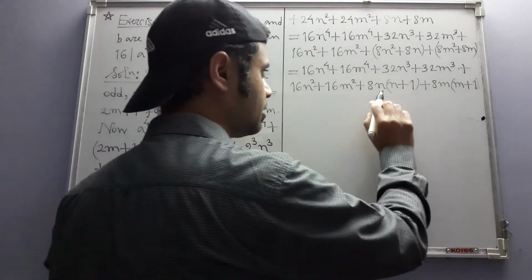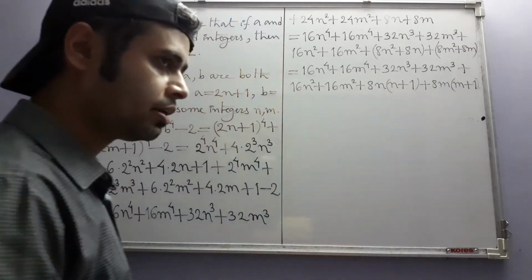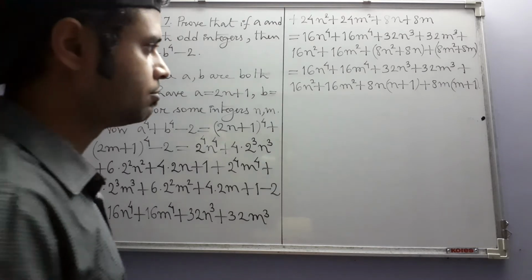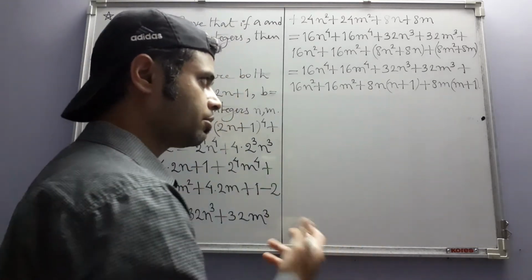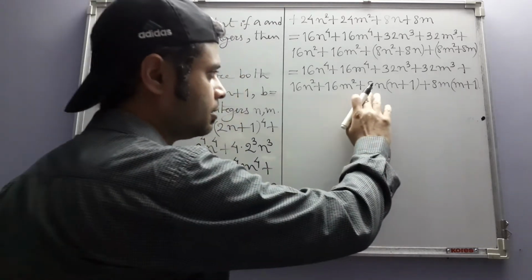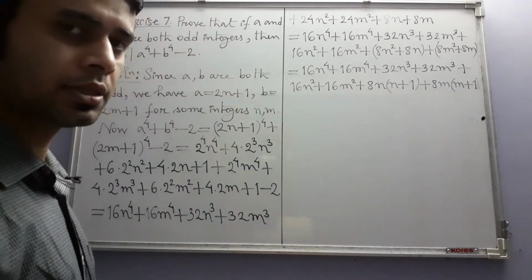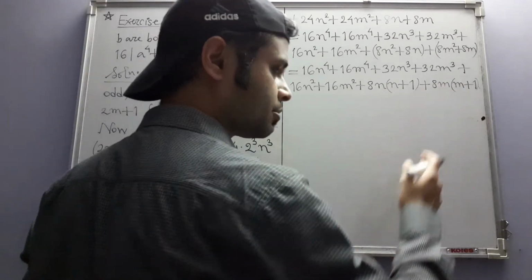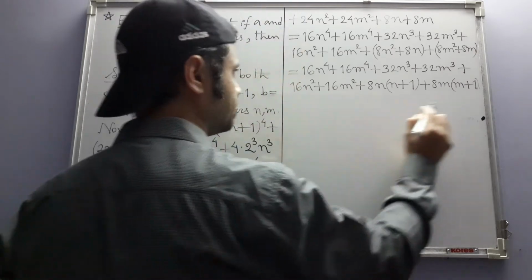So no matter what n is or what n's parity is, whether it's odd or even, n times n plus 1 is always even, and as such this term is always divisible by 16. Just like that, this one is also always divisible by 16.